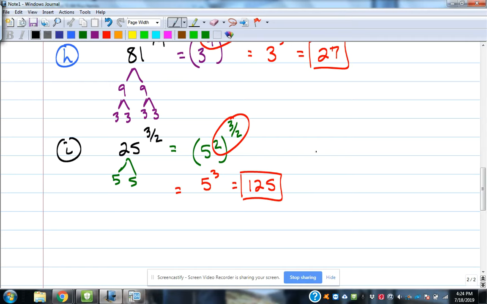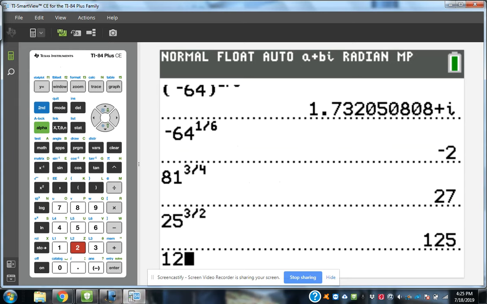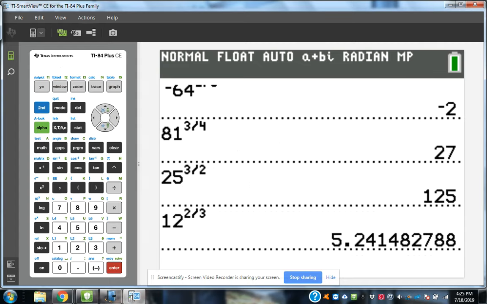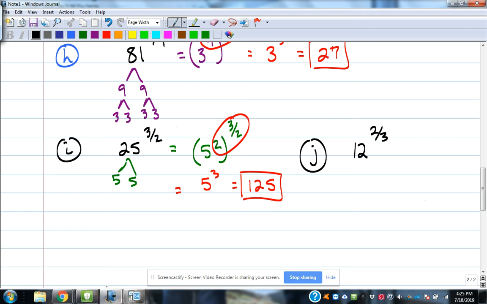Let's start kind of getting into those that don't work out maybe quite as nice. 12 to the, let's do 2/3. If I tried that with my calculator, I get a decimal out of that, which tells me that doesn't give me an answer. That's not going to be what I want. So I'm going to work that out using the factor tree.